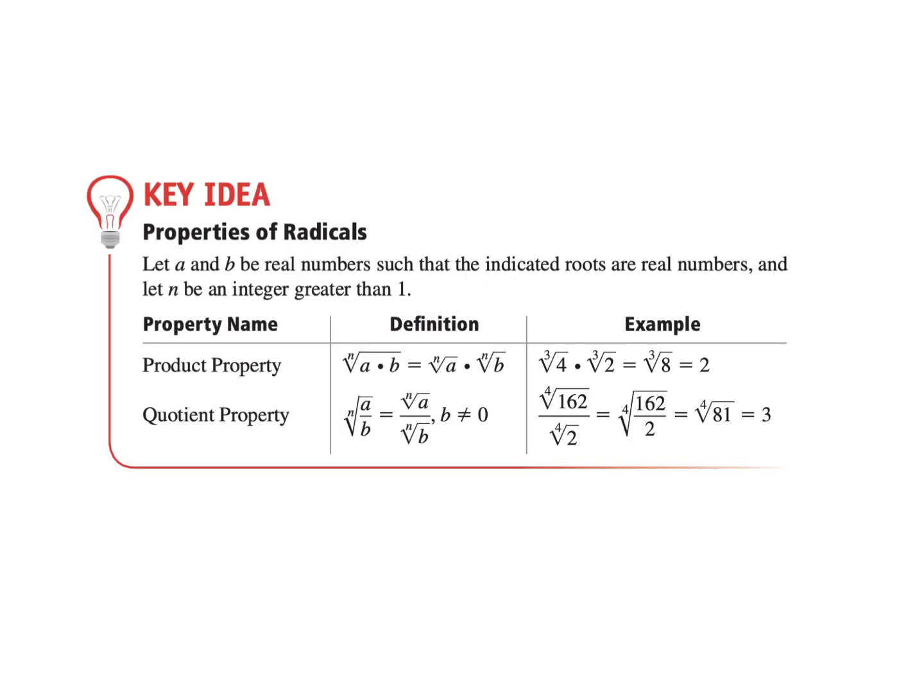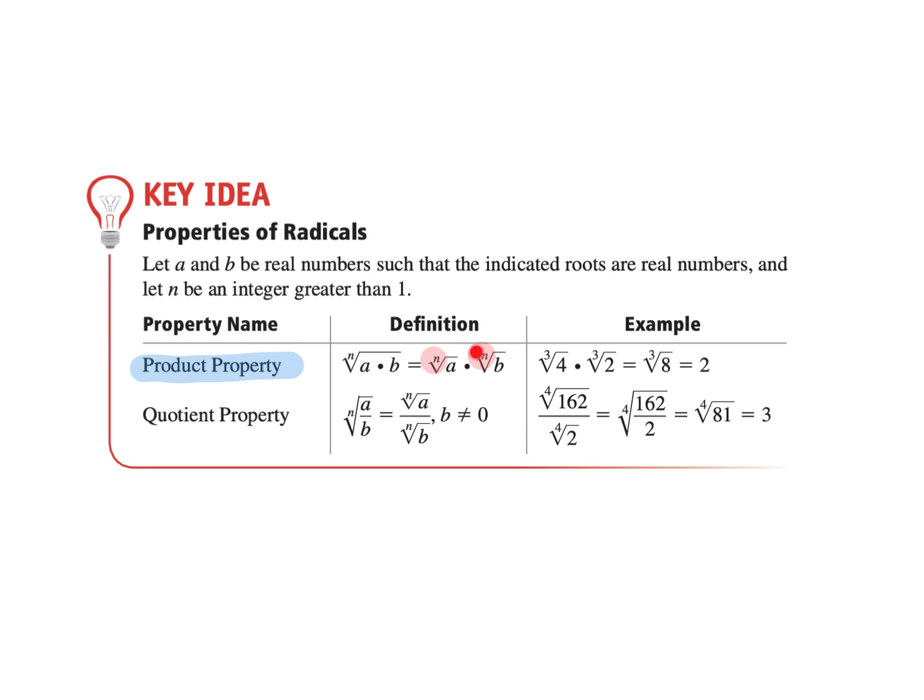All right, so today we're going to be covering a few different properties of radicals. First we're going to talk about how we can multiply or divide radicals. If we look at this product property, we can actually multiply two radicals as long as their index is the same.